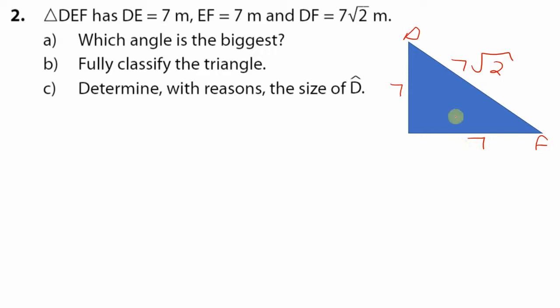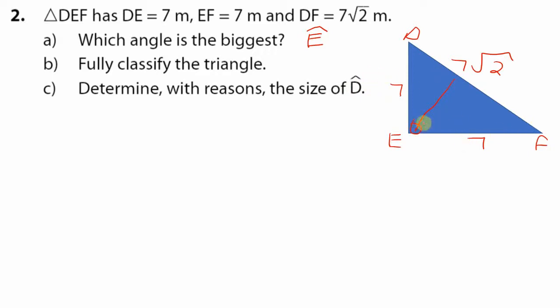Okay, so now the question is, which angle is biggest? Well, this must be E, the angle opposite the longest side. So angle E is the biggest as it is opposite the longest side. Next we have to fully classify the triangle. So now we need to say which kind of triangle it is.